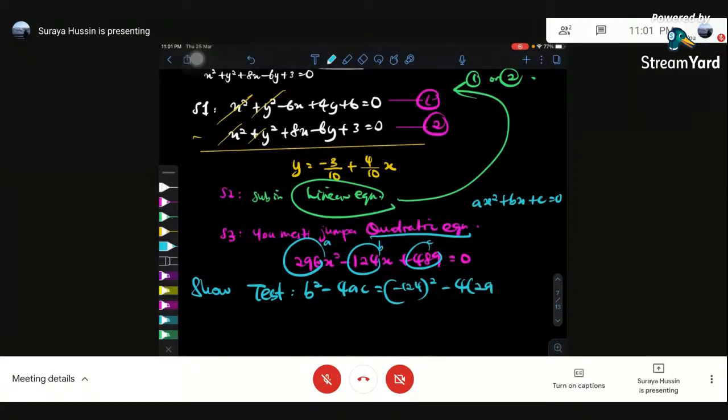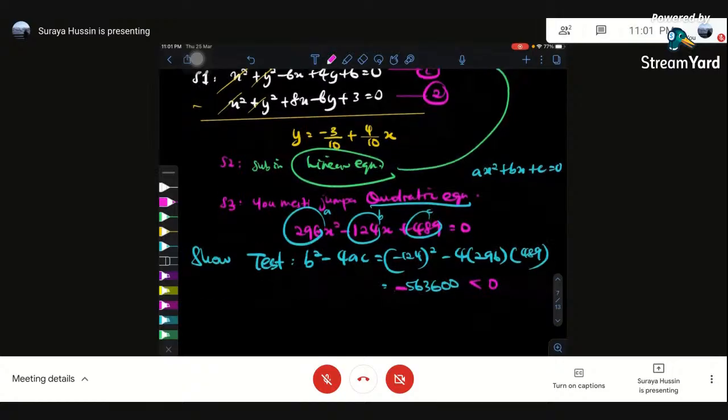your a, and your c. And you will get negative 5,6,3,6,0,0, which is less than 0. Yang pentingnya negatif di sini lah. So kalau negatif di situ, just write down the conclusion saying that, oh, two circles do not intersect, because less than 0 means 0 POI. So do not intersect with each other.